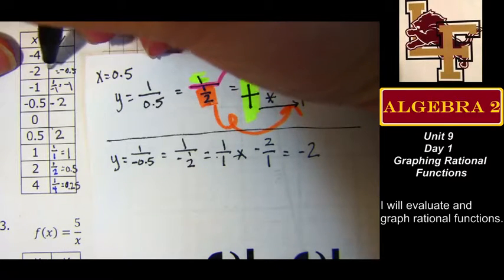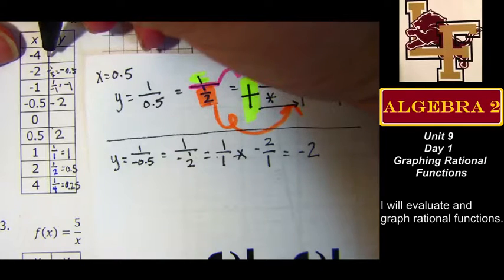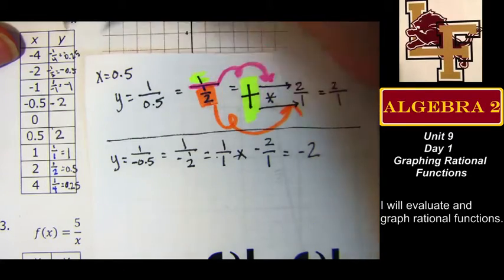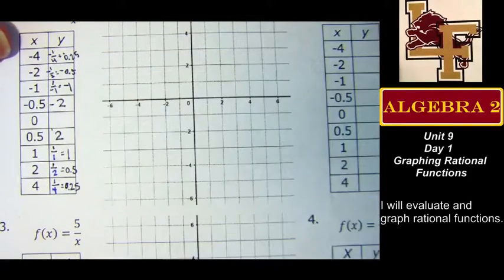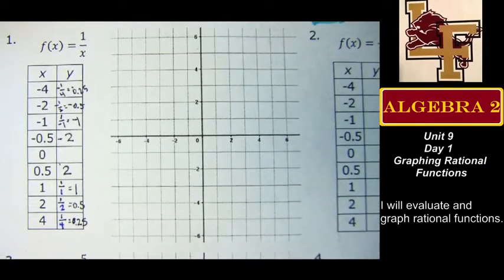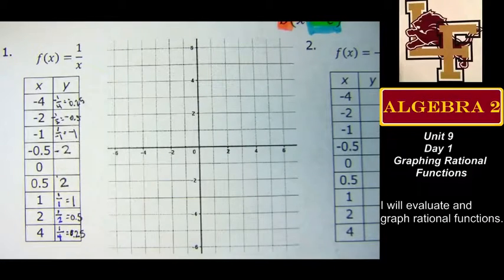Negative 0.5 or negative 1/2. And the -4? Negative 0.5. Negative 0.25 or negative 1/4. All right, notice I left a 0 blank. Good morning, it's Monday.